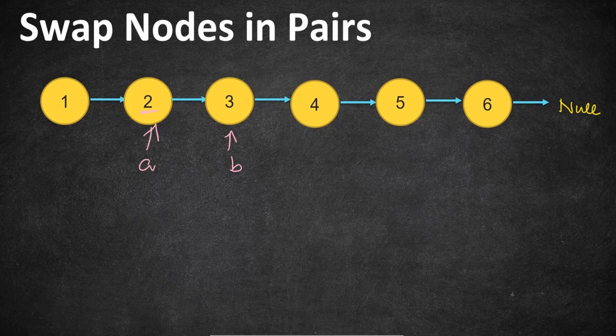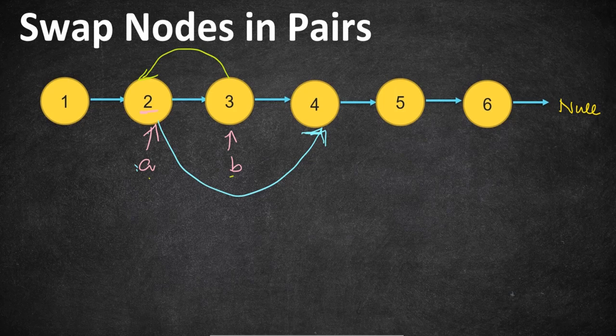So if we have to swap them, what are the connections we have to take care of? The first connection: we have to connect A dot next to B dot next, and both are going to be the same. So this next is going to be connected to this node. This is connection number 1. Connection number 2 would be connecting B dot next to A, because B is going to be the first node and A is going to be the second node. So the first node should have the second node as its next. So B dot next is equal to A. That is the second connection we are going to make.